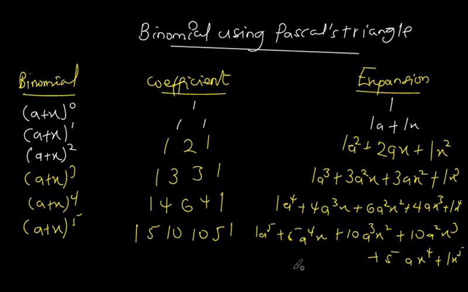So this is the binomial expansion using the Pascal triangle. So the Pascal triangle is giving us the coefficient that we need, and then this is the expansion form. Now we need to know how to derive the Pascal triangle ourselves, okay, so that it can facilitate our work for us if we are doing it. So let's look at that.